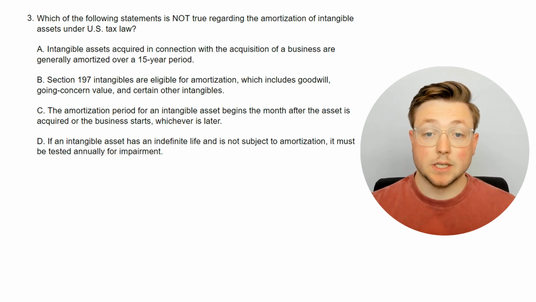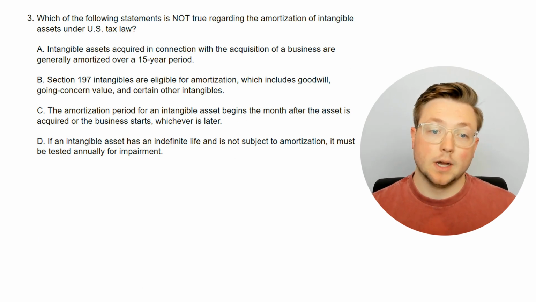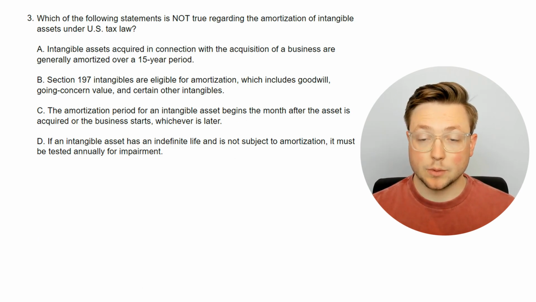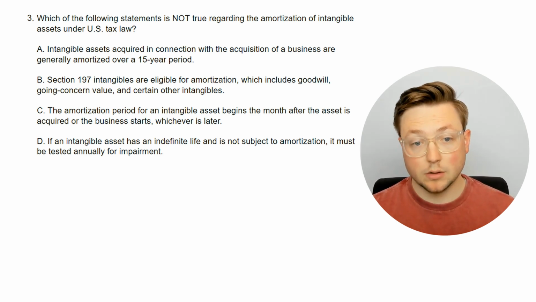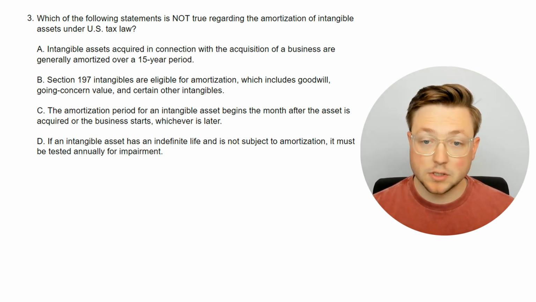Which of the following statements is not true regarding the amortization of intangible assets under U.S. tax law? Intangible assets acquired in connection with the acquisition of a business are generally amortized over a 15-year period. That seems right. We just learned about that. Section 197 intangibles are eligible for amortization, which includes goodwill, going concern value, and certain other intangibles. Okay, that sounds pretty good too.